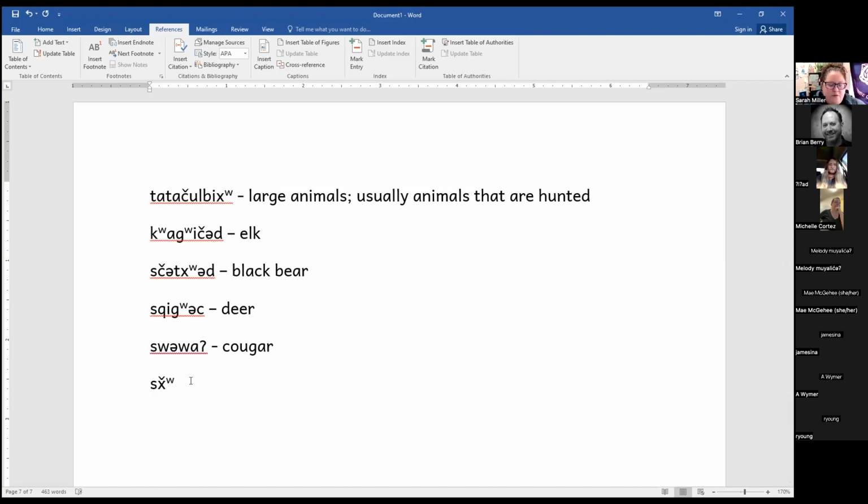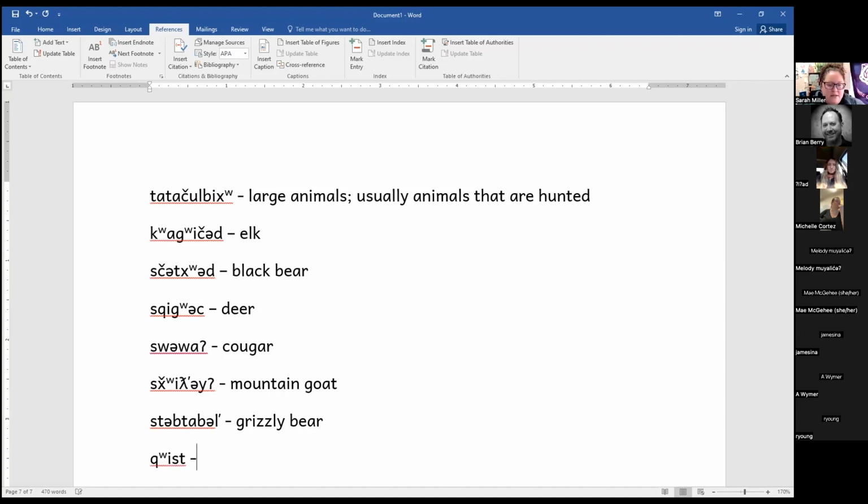Here's a fun one. Squeak-ite. Squeak-ite is mountain goat. So make sure you're making that sound. Stubtobble. L is glottalized. Stubtobble. That is grizzly.